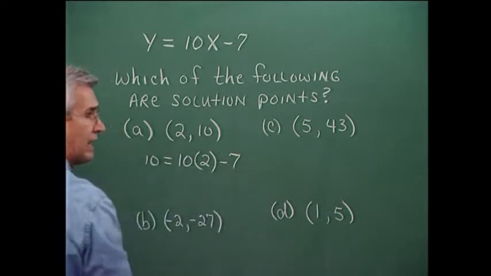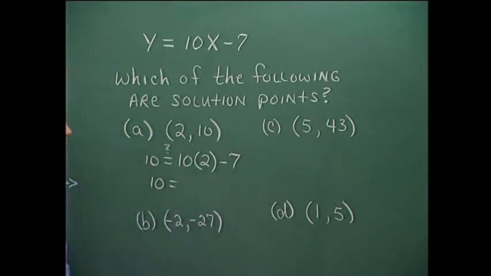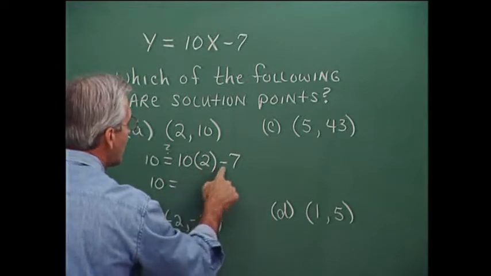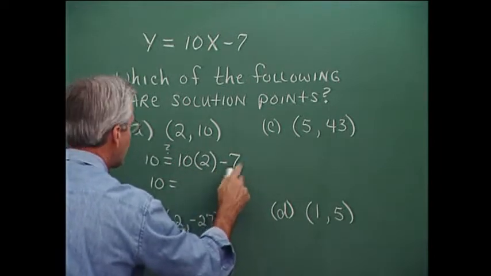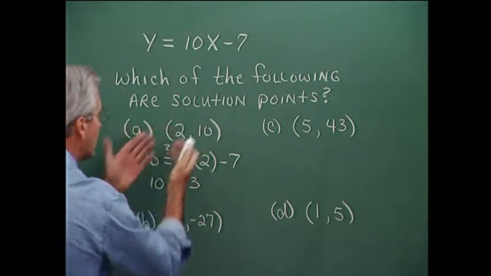And I'll bring down the minus 7. So we have 10 equals, and I really should put a question mark here. I'm not sure they're equal until I actually evaluate over here. 10 times 2, 20. 20 minus 7, 13. No, 10 is not equal to 13, and so this is not a solution point.